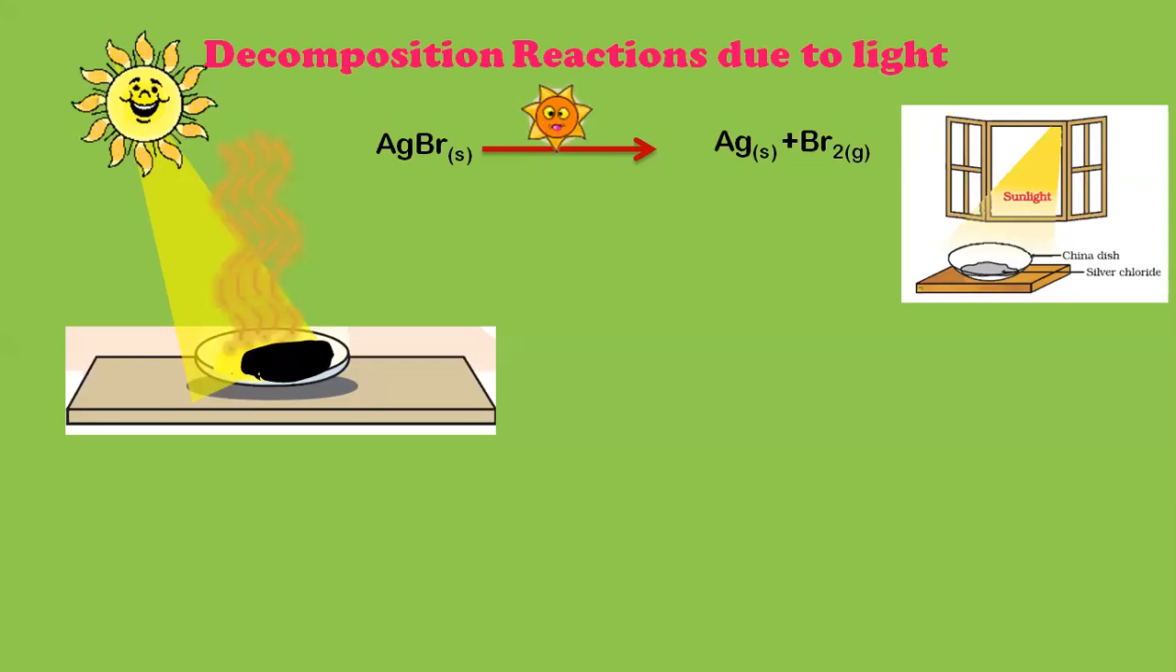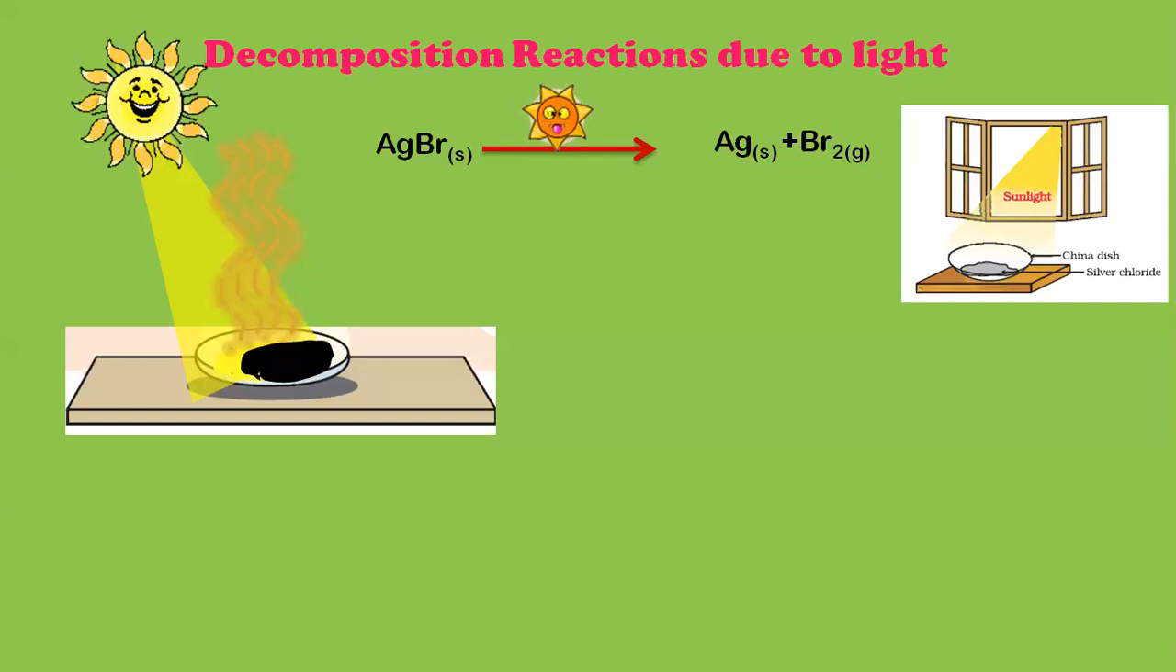Why is it Br2? Anybody else who's able to answer this question? Why do I get Br2? Because bromine is a gas and gases are always diatomic. That is why AgBr in the presence of sunlight gets decomposed into Ag plus Br2. If you have understood this, try to answer this question.